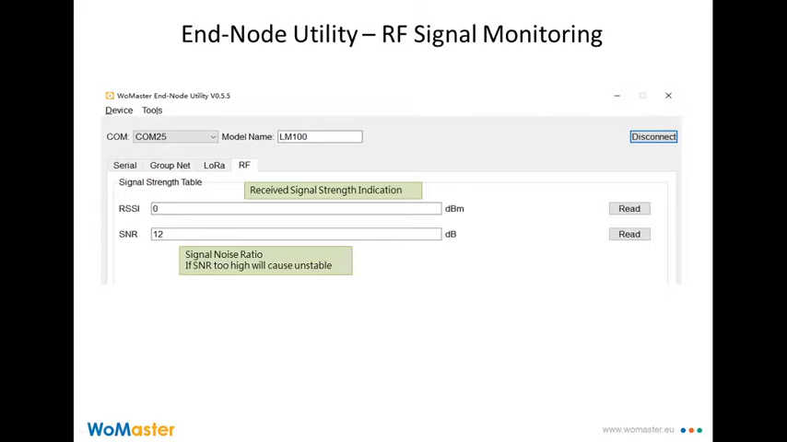This page is used for LoRa signal monitoring. We can get the RSSI and the SNR by the read button. Usually, we refer to these numbers regarding the signal strength for troubleshooting.